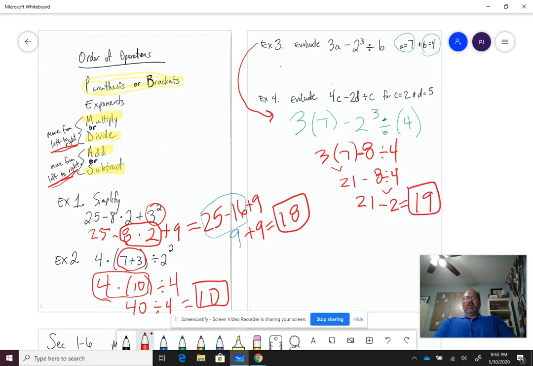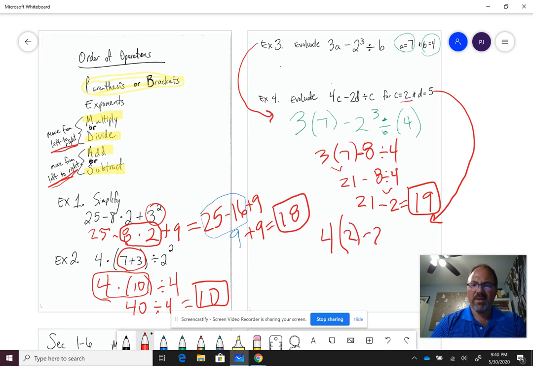All right, guys, hopefully you are getting an understanding here of our order of operations and also our evaluating. I'm just going to plug these numbers in for you and then move on to the next screen, because we have some more stuff to cover. So 4 times, instead of the letter C, I put in a 2 in its place. Minus 2 times, instead of the letter D, I put a 5 in its place. Divided by, and then a 2 again.